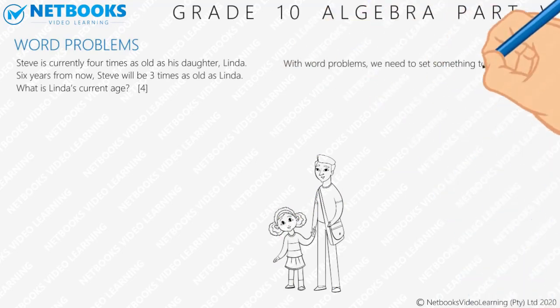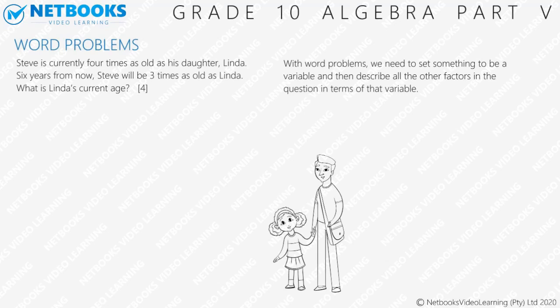With word problems, we need to set something to be a variable. And then describe all the other factors in the question, in terms of that variable. How do we decide the variable? It is usually what is asked of you in the question, but it can also be what has the most value. This question asks us to solve for Linda's age and gives us information relating to her age.